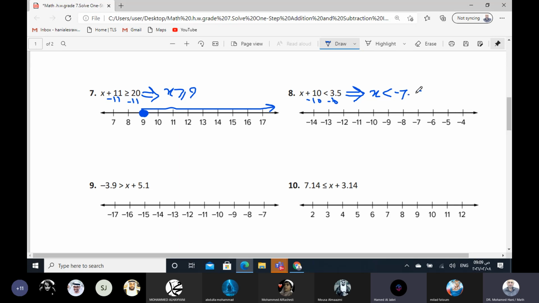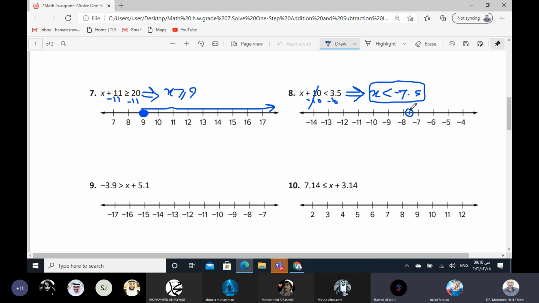So plus 10 and minus 10 will be 0. Then minus 10 and 3 plus 3.5 will be minus 7.5. So the solution now x is minus 7.5. Then represent minus 7.5 here. Shaded circle or unshaded circle? Unshaded circle, because I don't have equal.